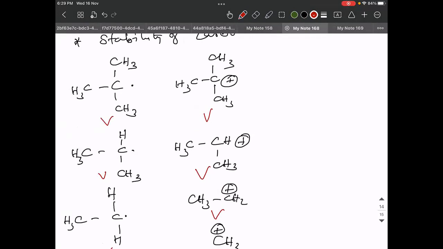This can be explained through plus I effect, or it can be explained through hyperconjugation. Hyperconjugation is the sigma electron of your CH bond with the unshared p orbital.